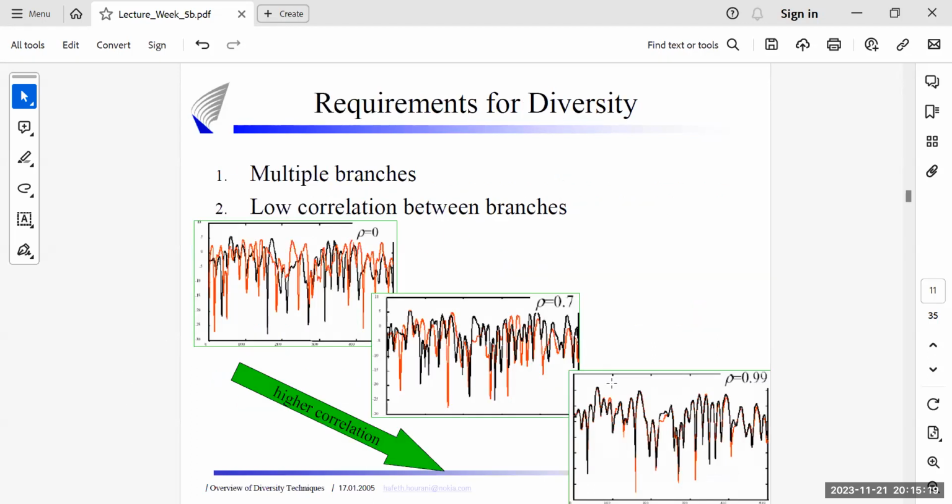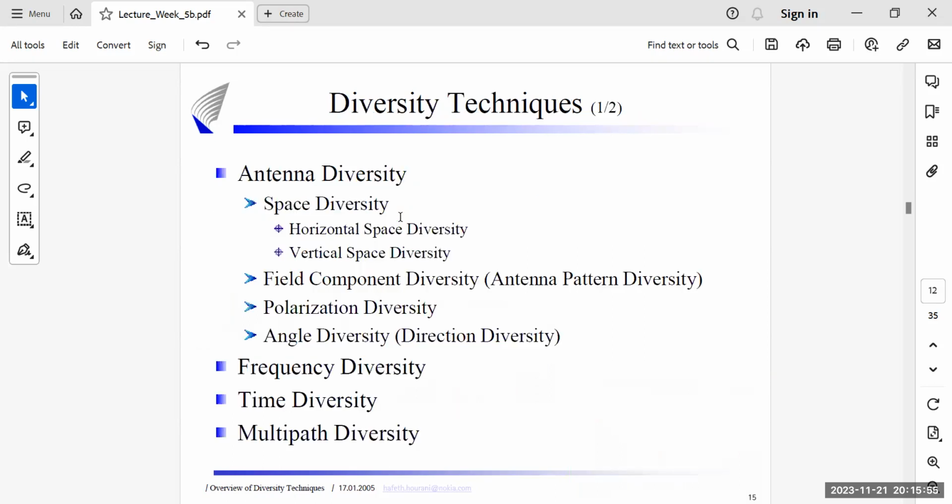So if multiple branches are highly uncorrelated, like this, for example, this rho is equal to 0. Rho equal to 0.7 means they are related. At 0.99, you can see that the red line and black line are almost similar. These two are highly correlated, and this one is highly uncorrelated. So only if the two branches are highly uncorrelated do we have a benefit, because if one branch goes into the fade, the other branch will not be in the fade. So we need multiple branches, and we also need low correlation between the branches.